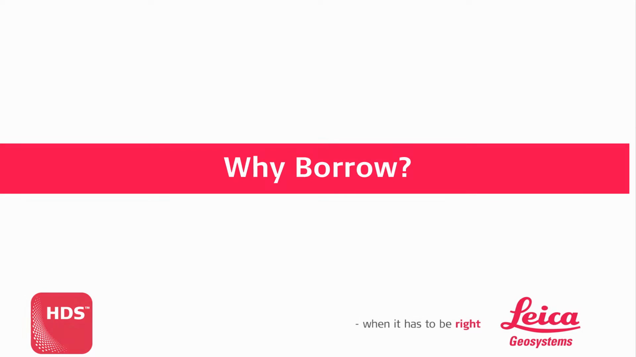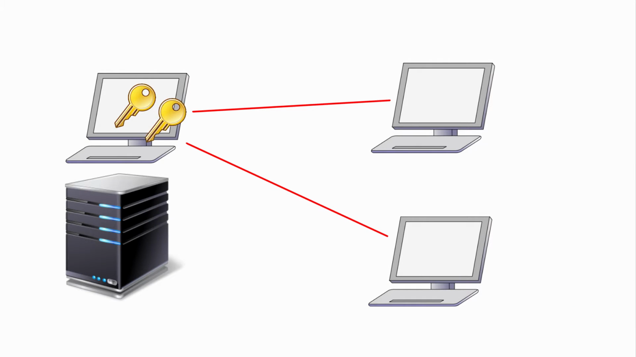Why borrow? In a local network, one shares floating licenses over a server. If a computer needs to be disconnected from the network, for example to execute fieldwork, it can borrow licenses from the license server. These licenses will then be checked out from the server for a dedicated period of time.